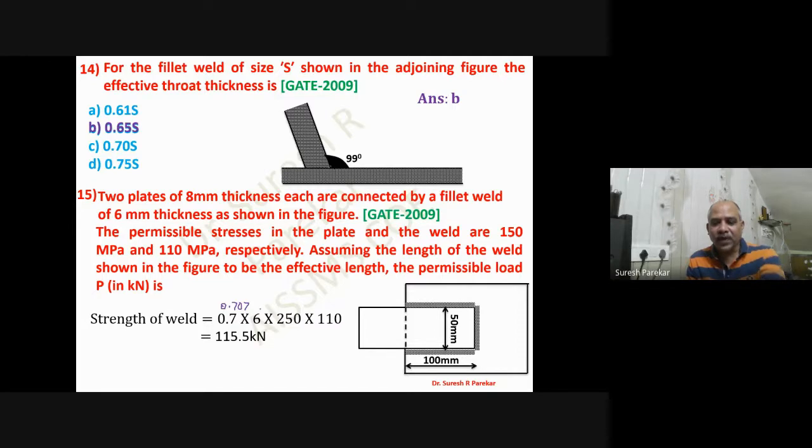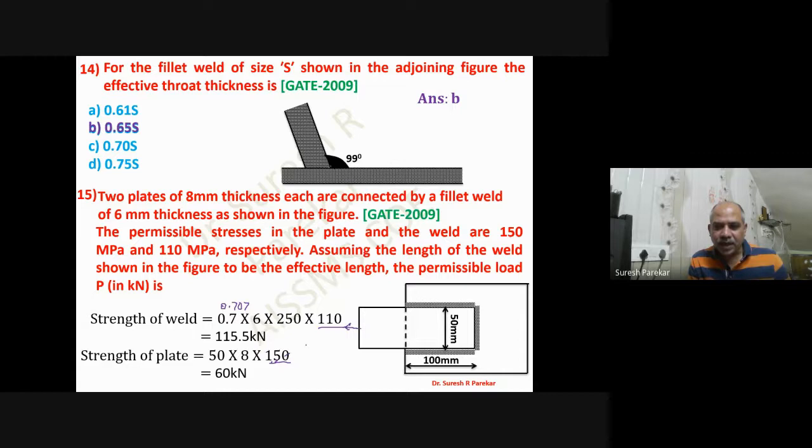And 115.5 kilonewton. And here we have strength of plate 50 into 8 into 150. These permissible values are given in the problem. And minimum of the two, we have that load P, which we can apply over here.